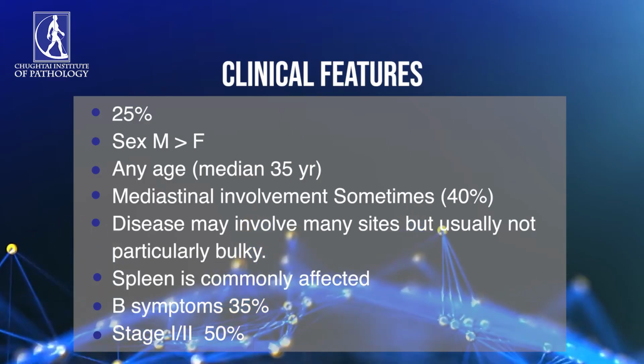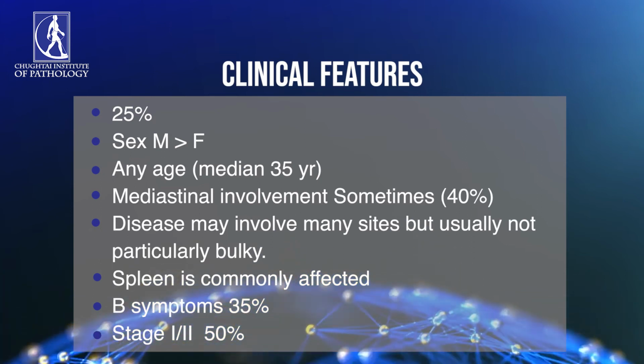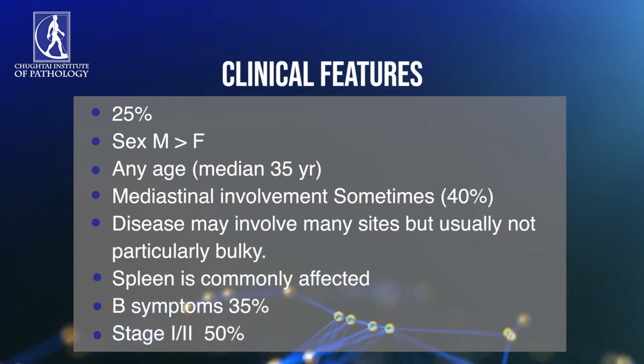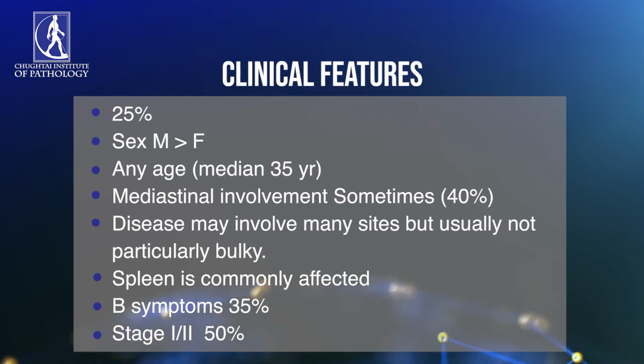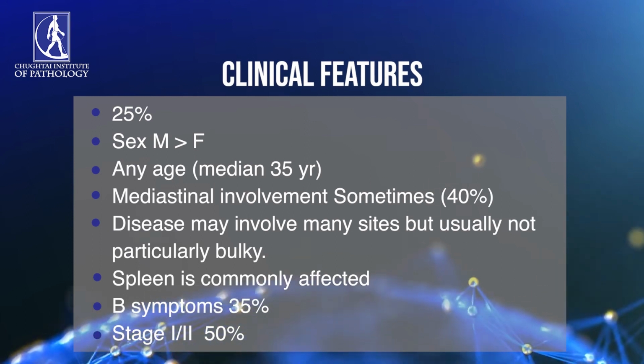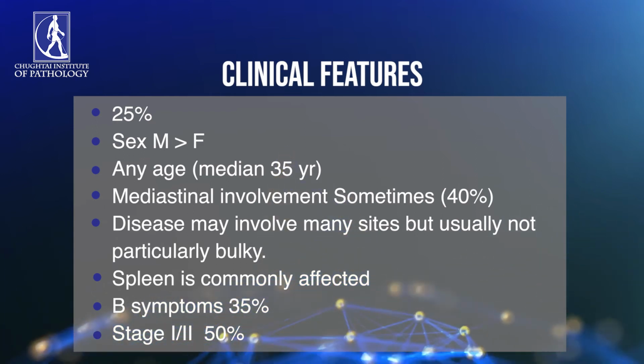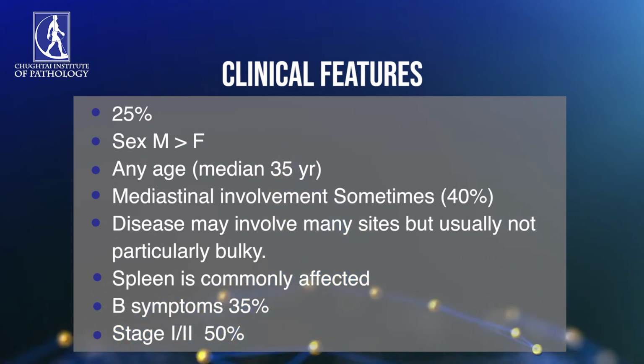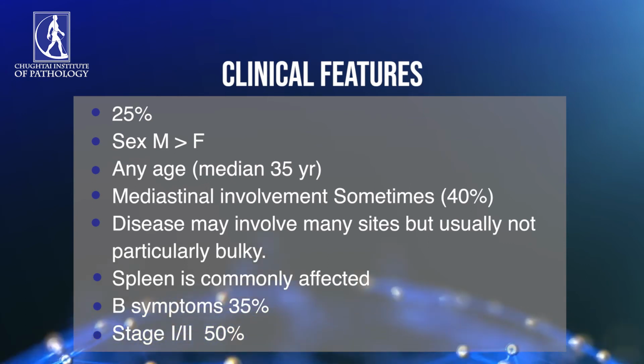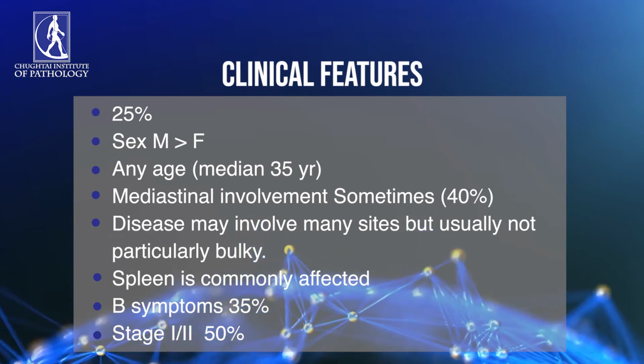The mixed cellularity classic Hodgkin's lymphoma is seen in 25% of the cases of Hodgkin's lymphoma, more common in male patients. Mediastinal involvement is seen in 40% of the cases. Spleen is commonly involved, and B symptoms are seen in 35% of the cases. Most of the time, again, it's a low stage disease as with other cases of Hodgkin's lymphoma.